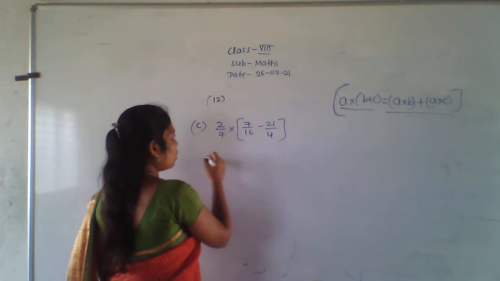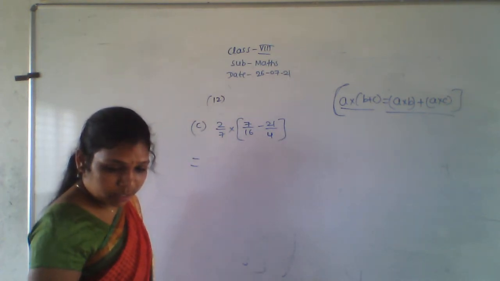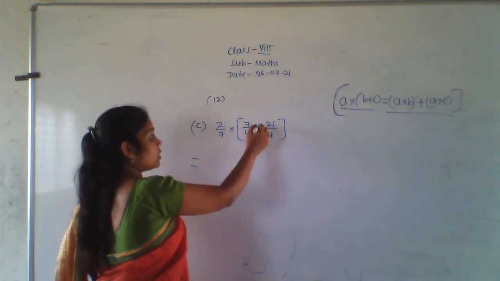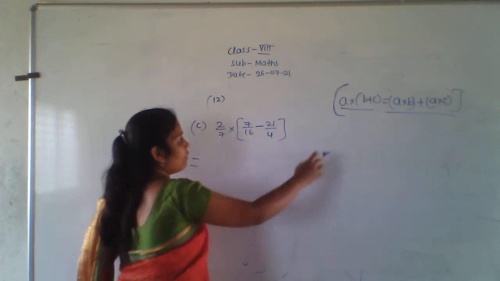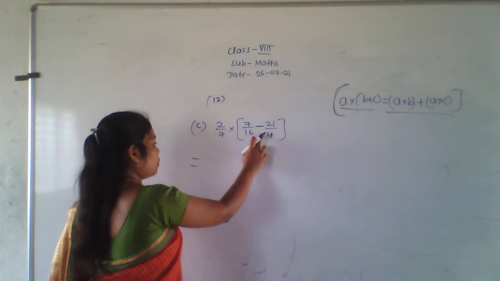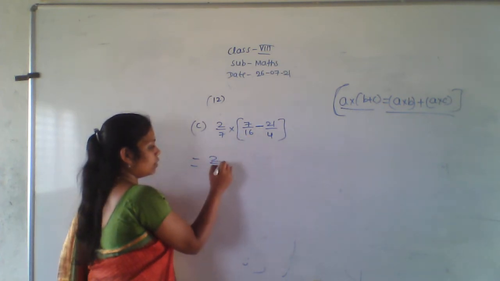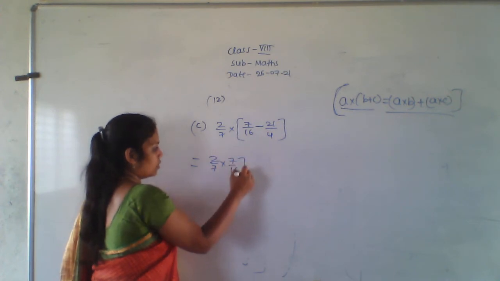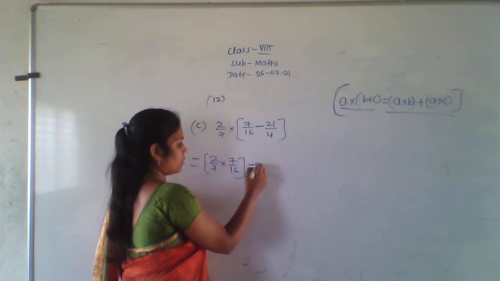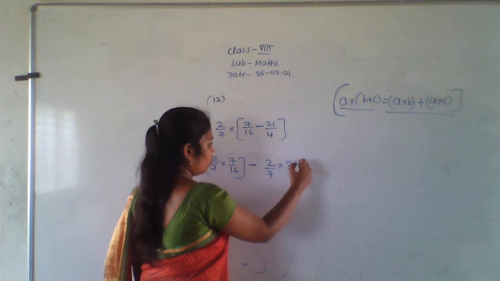Okay. So it is nothing but which property? Distributive property of multiplication over subtraction it is. Okay, we had addition before, but here we have a subtraction. Only that is the change here. So now multiply here. That is 2 by 7 into 7 by 16 minus, because here minus is there, for that reason write a minus sign here. Next 2 by 7 into 21 by 4.